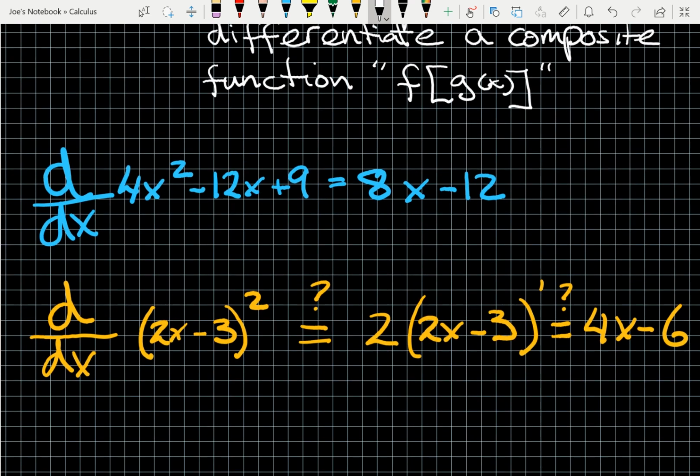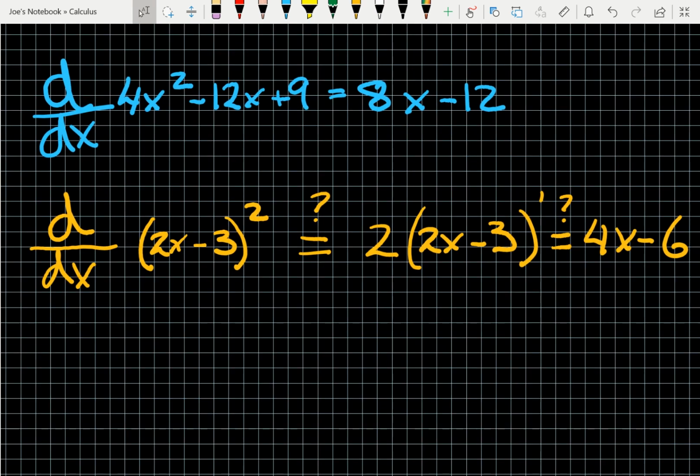So let's see something that we would look at when we're dealing with that. Let me just show you an example of why you need it. I have a function 4x squared minus 12x plus 9. All of us know the derivative of that is 8x minus 12. Take a second to look at it. That is the correct derivative.